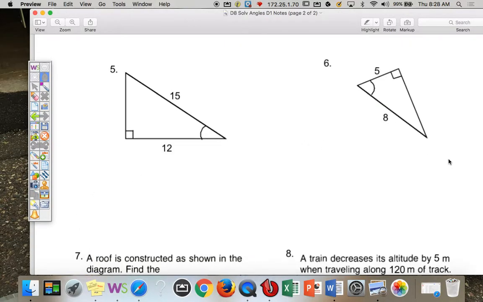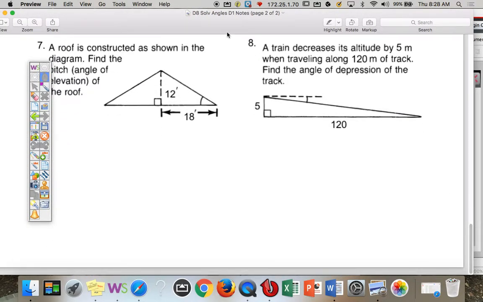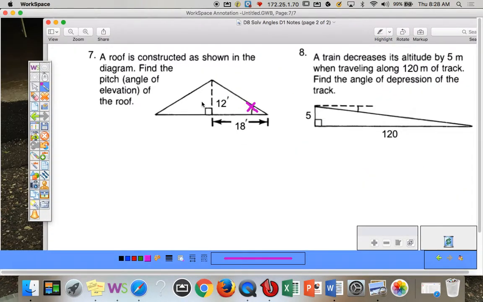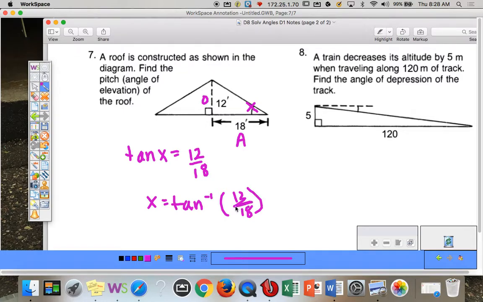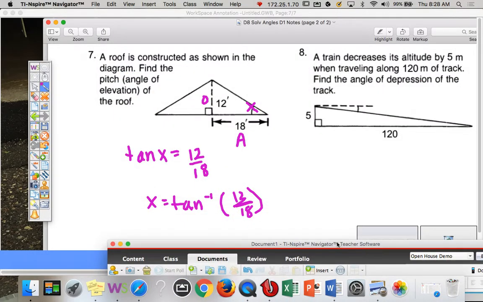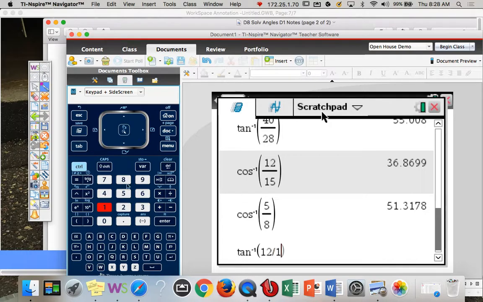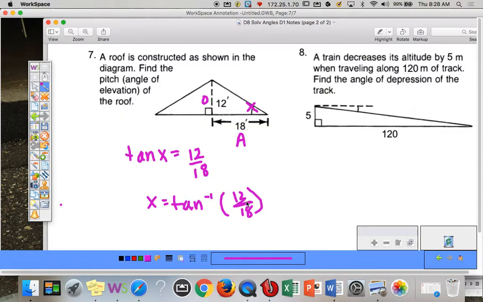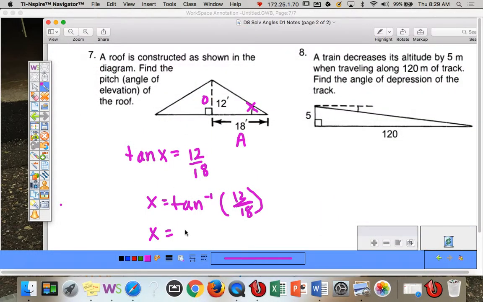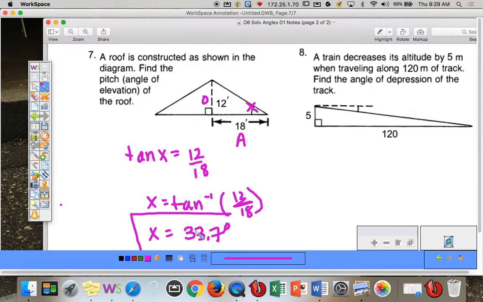and 2 more word problems. A roof is constructed in the diagram. Find the pitch, the angle of elevation of the roof. So X, we have opposite, we have adjacent, we have tangent, equals opposite over adjacent. X equals tangent inverse of 12 over 18. We're going to type that in. So tangent inverse of 12 over 18. We get about 37 degrees, I'll round to. Well, let's see what it was. 33.7 degrees, not 37. 33.7 degrees.